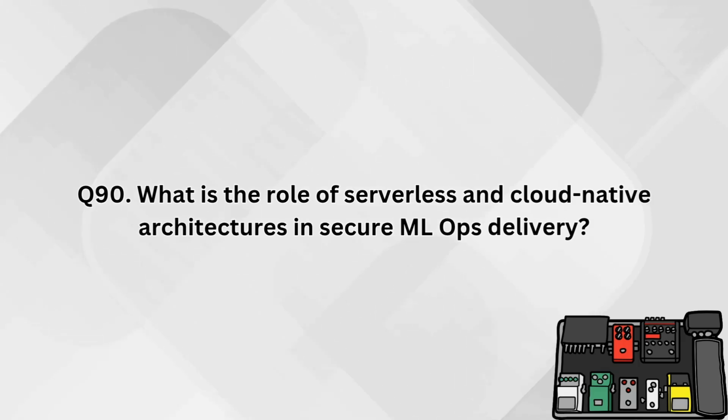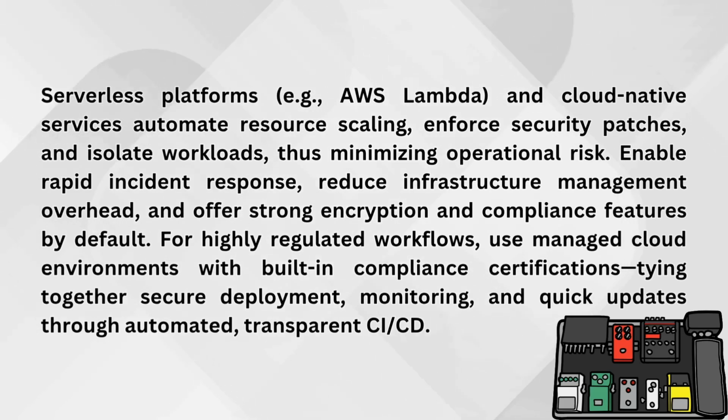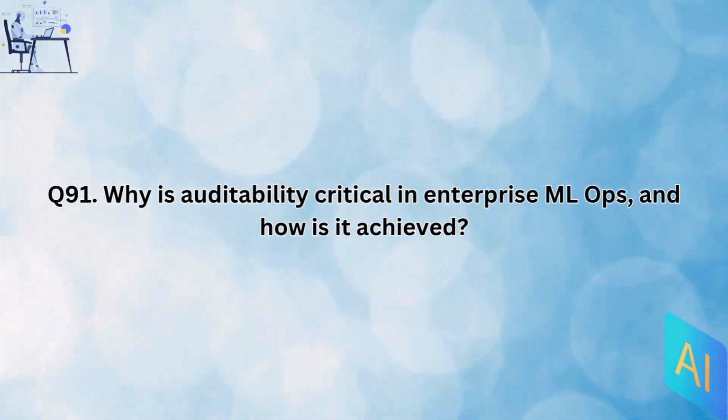What is the role of serverless and cloud-native architectures in secure MLOps delivery? Serverless platforms, for example AWS Lambda, and cloud-native services automate resource scaling, enforce security patches, and isolate workloads, thus minimizing operational risk. They enable rapid incident response, reduce infrastructure management overhead, and offer strong encryption and compliance features by default. For highly regulated workflows, use managed cloud environments with built-in compliance certifications, tying together secure deployment, monitoring, and quick updates through automated, transparent CI/CD. Why is auditability critical in enterprise MLOps, and how is it achieved?